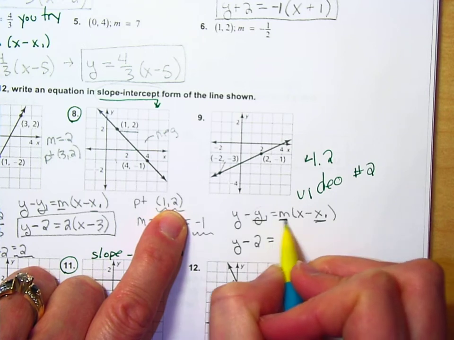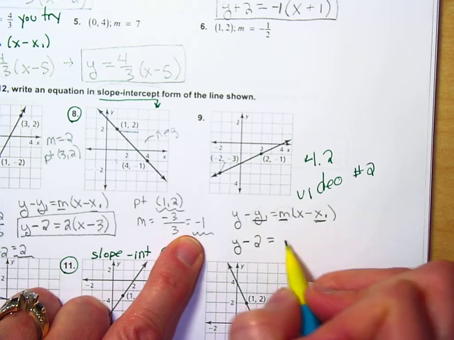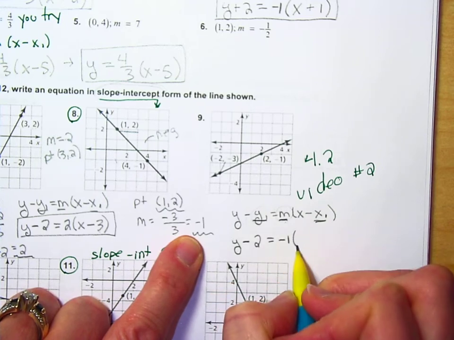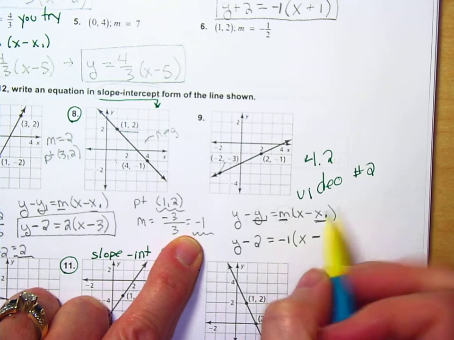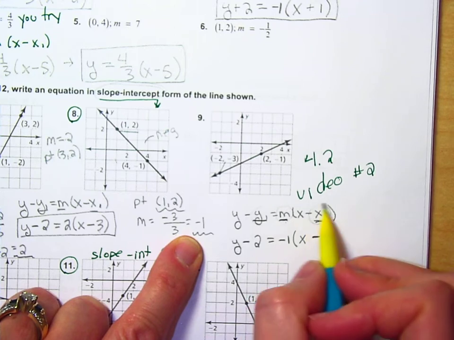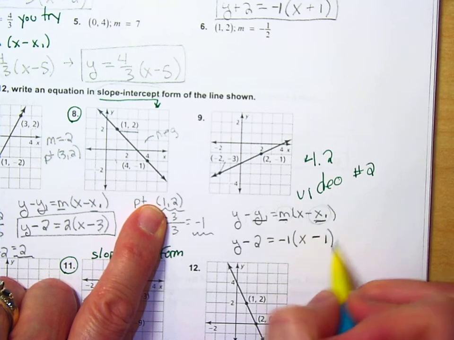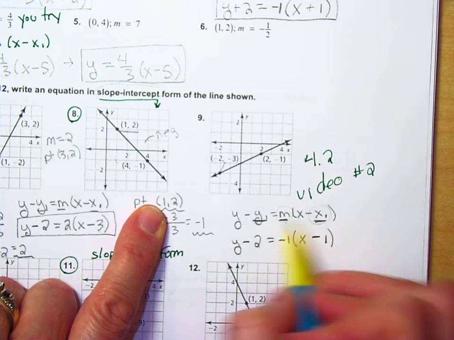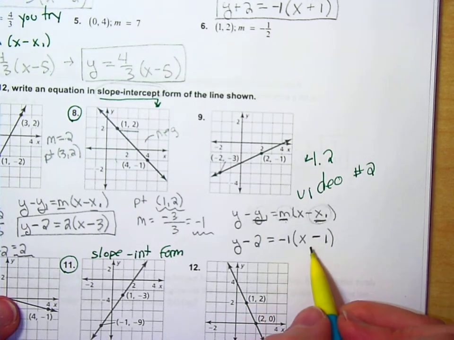Equals, that's a copy job. I'm going to substitute in my slope. My slope is -1. Parenthesis, x, copy it. Minus sign, copy it. My x from my point is 1. So this x and y come from your point, and that's your slope. Point slope form. Okay, so this is an equation for that line, but it is in point slope form.